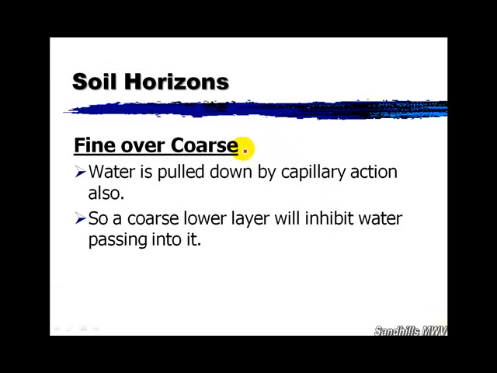So now we get into a fine textured soil over a coarse medium, coarse texture. And those of you who are familiar with putting greens know that's what a USGA putting green is. We have a finer material with a coarse material below that. Water's pulled down by capillary action. The lower layer will inhibit water passing into it. So once we get to what we call the perched water table, water will start to move sideways and not down into the profile.